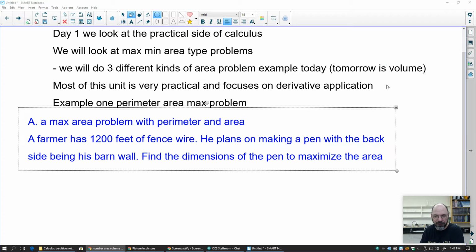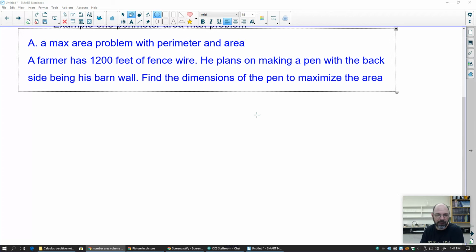Okay, so let's fly this up a little bit. A max area problem with perimeter and area. That's the first type that we're looking at. A farmer has 1,200 feet of fence wire. He plans on making a pen with the back side being his barn wall. Find the dimensions of the pen to maximize the area. And I probably should have said in there as well, what is the area of the pen?